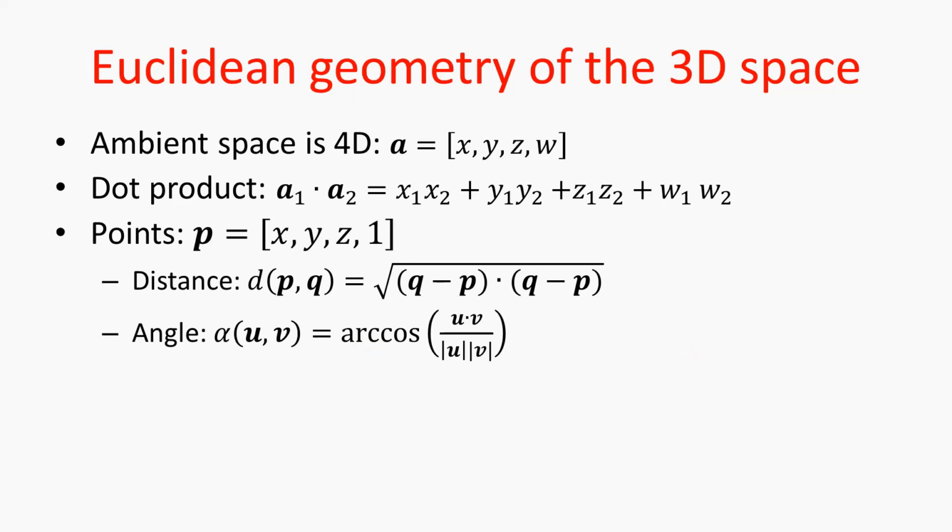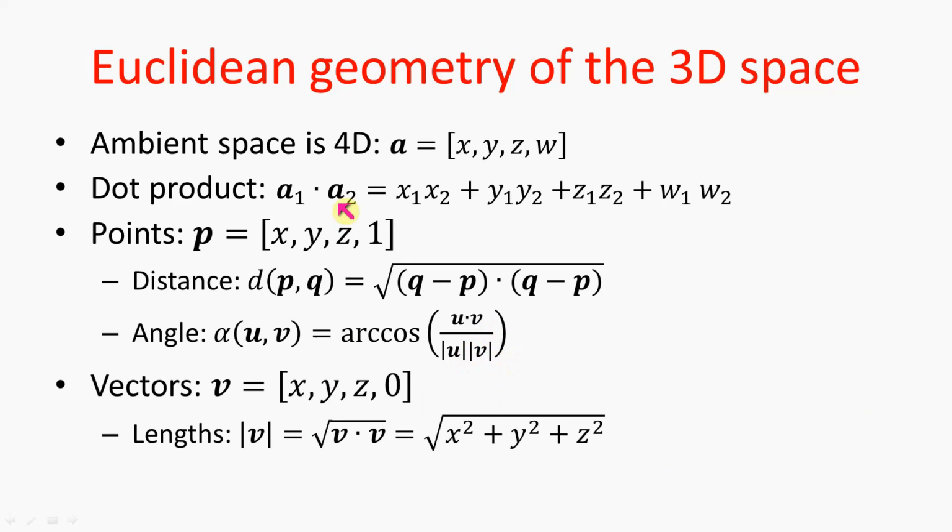So from this definition we can express the angle as the arc cosine of the dot product divided by the product of the two absolute values. In the ambient space, we have not only points, but also vectors. Vectors can be recognized by checking the fourth ambient coordinate, which must be equal to 0 in order for a vector not to point out of the Euclidean space.